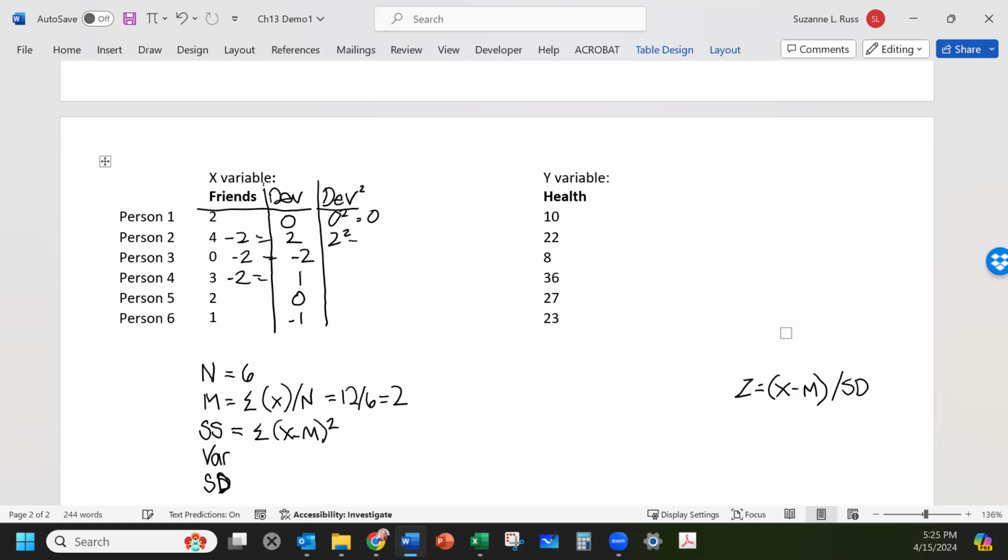2 squared is 4. Negative 2 squared is 4. 1 squared is 1. 0 squared is 0. Negative 1 squared is 1. And we sum all these up to get the sum of squares. And we discover that that equals 10.